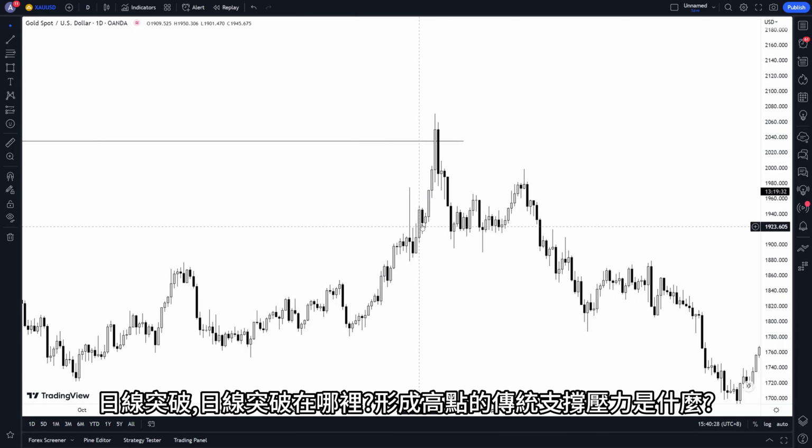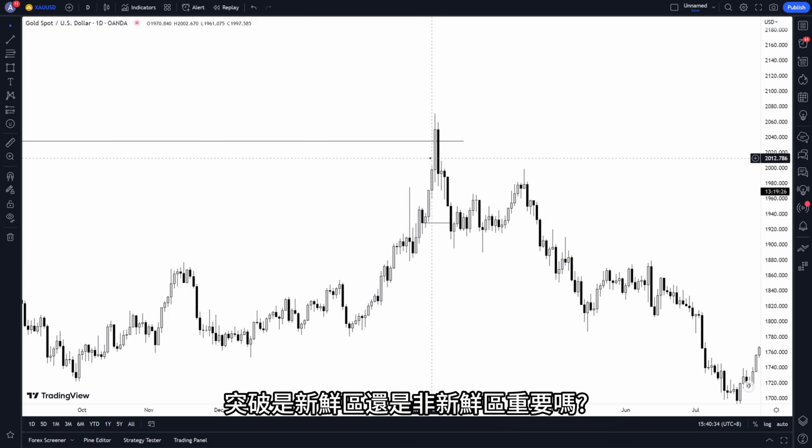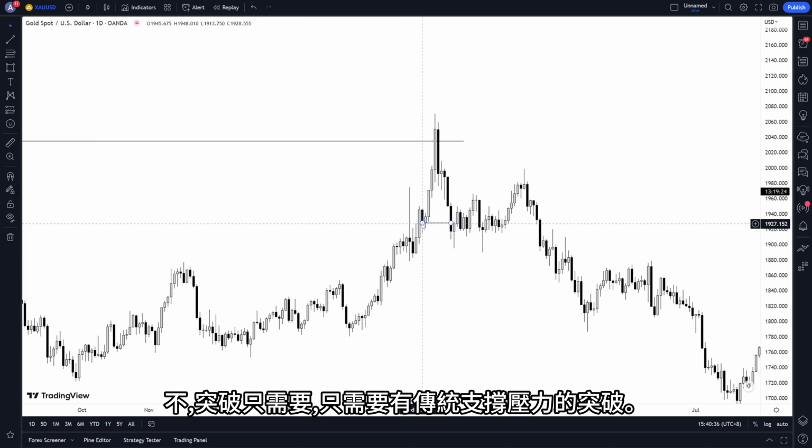Daily breakout. Daily breakout where? What's the traditional SNR that formed the high? This one, sell buy, support. Does it matter if the breakout is of a fresh or unfresh zone? No, there just needs to be a breakout of a traditional SNR.